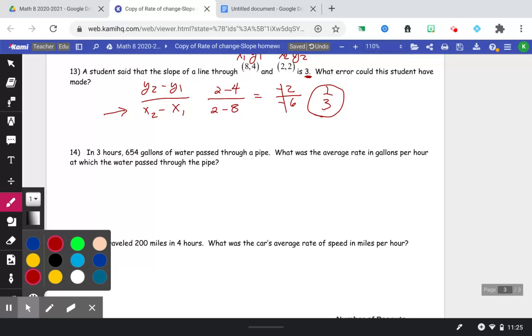Okay, number 14. In 3 hours, 654 gallons of water passed through a pipe. What was the average rate in gallons per hour at which the water passed through the pipe? Okay, so we're comparing gallons per hour. So it says 654 gallons flow through the pipe every 3 hours. If I divide that, that will give me that rate of 218 gallons per hour.